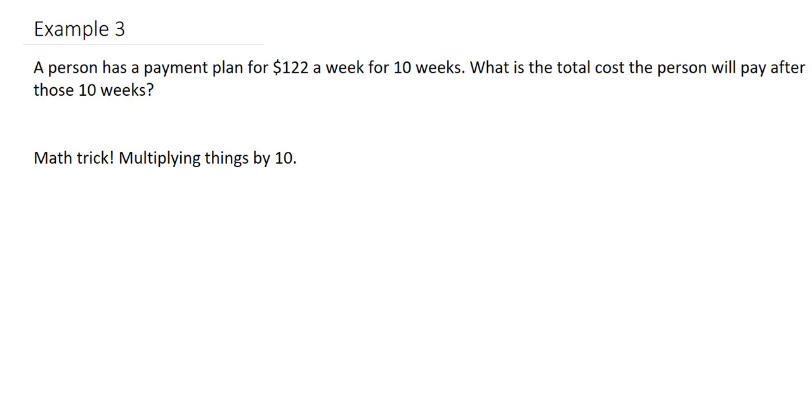Example 3. A person has a payment plan of $122 a week for 10 weeks. What is the total cost the person will pay after those 10 weeks? So what we're doing is taking 122 and multiplying it by 10. Before we do the math trick, let's just line this up. We have 122 times 10. So this is how we would set up our problem.